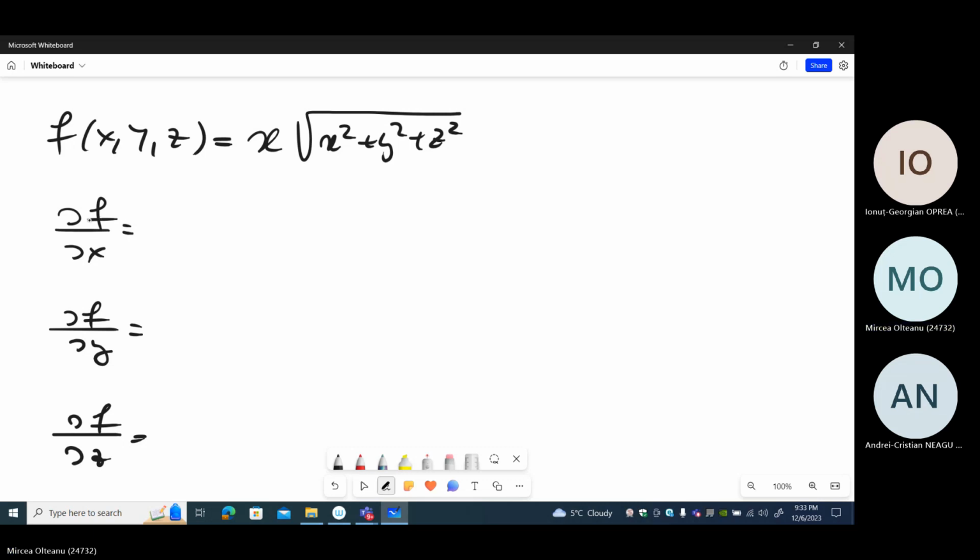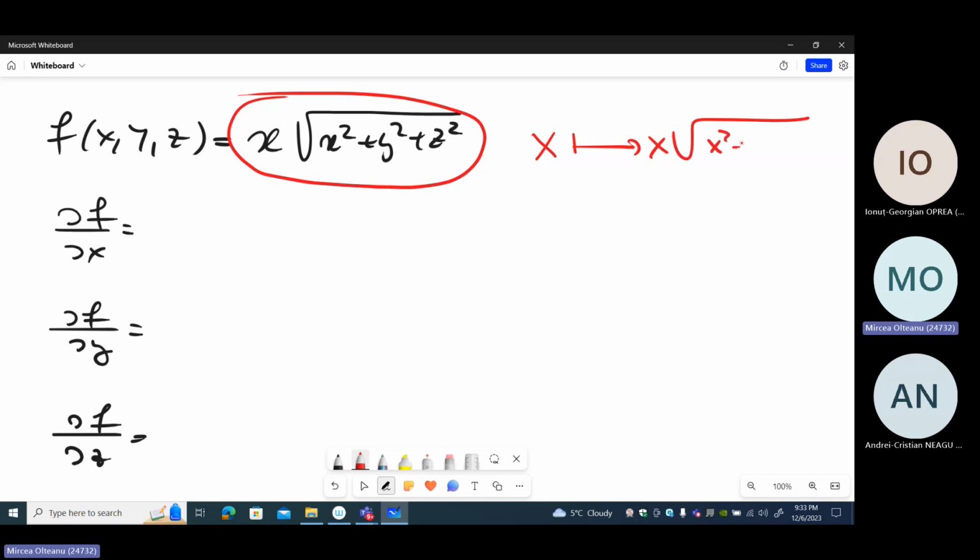Again, ∂f/∂x means this. In this expression here, y and z are constant, and the only variable is x. And we compute the derivative of the function of one single variable which associates to x, x times the square root of x squared plus y squared plus z squared. Here y squared and z squared are constants. Yes, in this moment things are clear. We are using the usual rules from college.